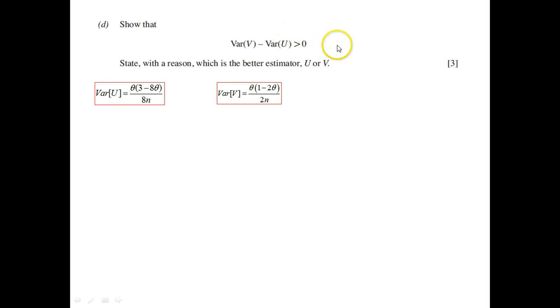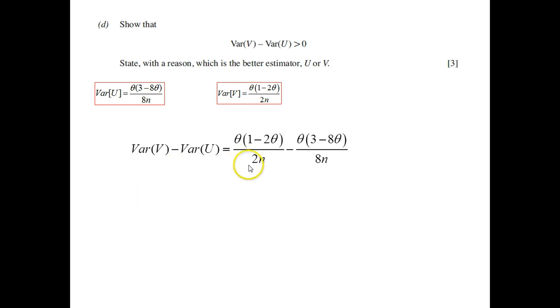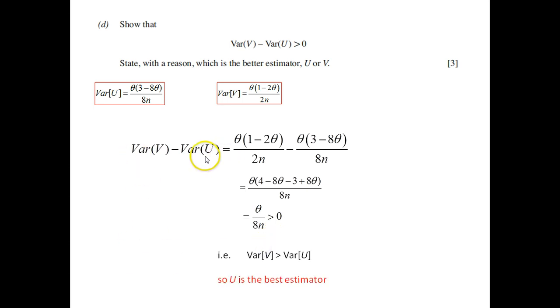Part D. Show that the variance of v minus the variance of u is greater than 0, and state then which is the best estimator, u or v. Remember, the best estimator has the least variance. So we've worked out the variance of u and the variance of v. Taking them away and combining the fractions over 8n, I've got 4 minus 8 theta minus 3 plus 8 theta, and the 8 theta cancels to give us 1. So 1 over 8n. Theta was between 0 and 1/3, therefore that must be positive. Therefore, the variance of v must be greater than the variance of u, so u is the best estimator.